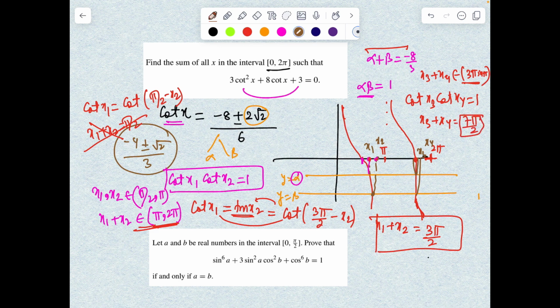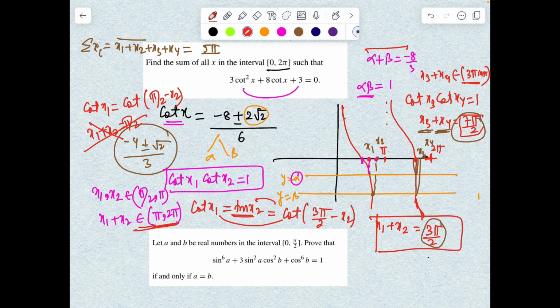So the beauty of the question is that I know nothing about x3 nor x4's exact angle, but their distribution is known: that sum is going to be 7 pi by 2. So summing all the values, sigma x i is x1 plus x2 plus x3 plus x4, which gives 3 pi over 2 plus 7 pi over 2, 10 pi over 2. So the answer is 5 pi.